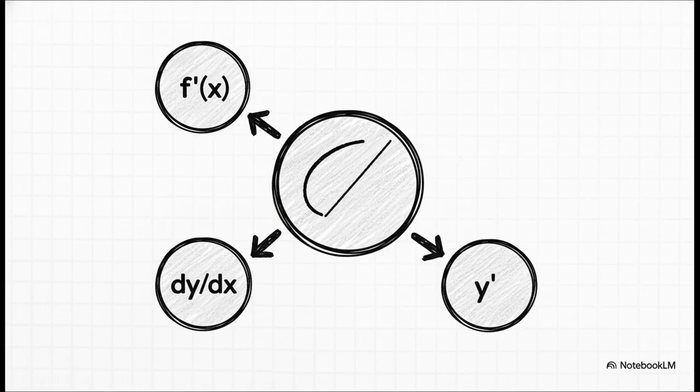Now, you're going to see this written a few different ways, so don't let it throw you. You might see f prime of x or dy/dx, which, hey, look at that. It kind of looks like change in y over change in x, right? But they all mean the exact same thing we just figured out, that instantaneous rate of change.